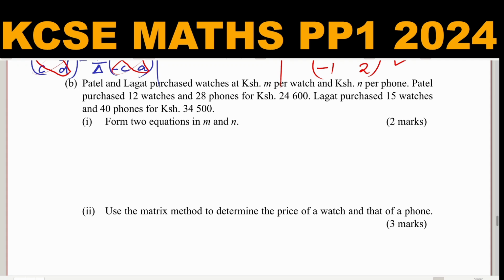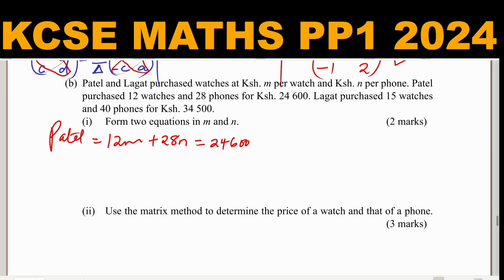So we start with Patel. Patel, 12 watches, each at M shillings. So that will be 12M. And then we proceed to the other one, 28 phones. That will be 28 multiplied by N shillings, the cost of each, and this one gives a total of 24,600. That is the first equation.